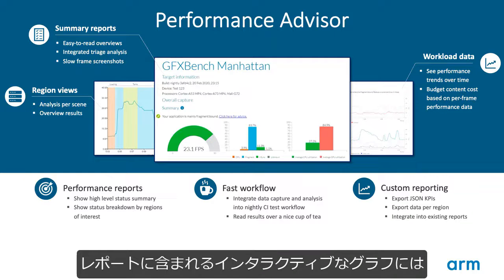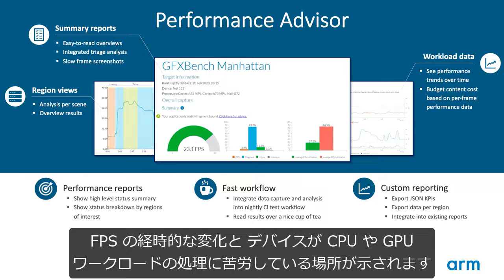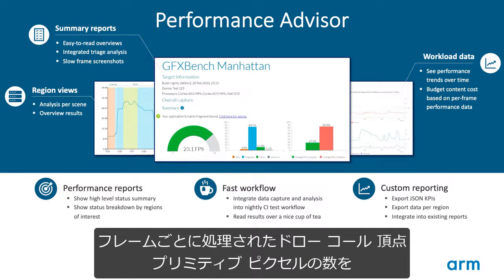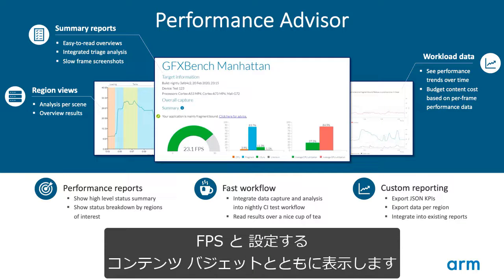The reports contain easy-to-read interactive charts showing you how FPS changes over time and where the device is struggling to process CPU or GPU workloads. We can see the number of draw calls, vertices, primitives and pixels that were processed per frame, shown alongside the FPS and any content budgets we decide to set.